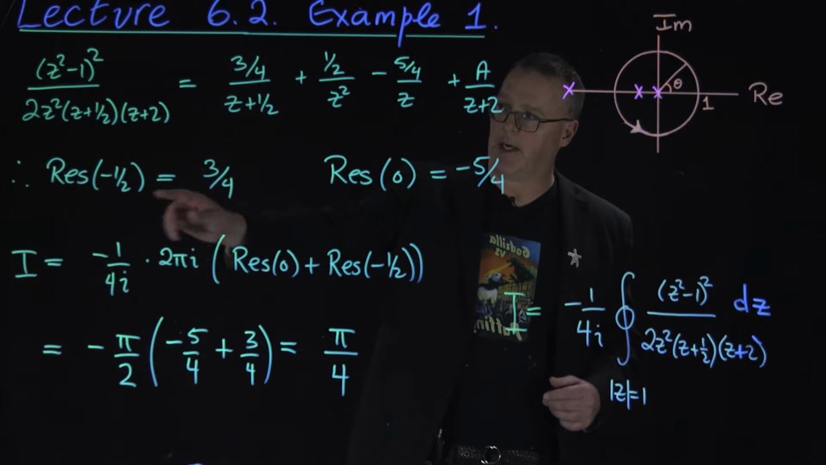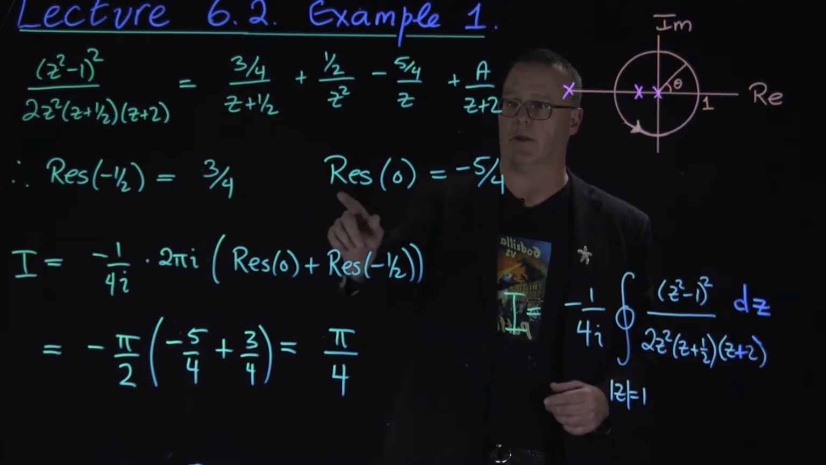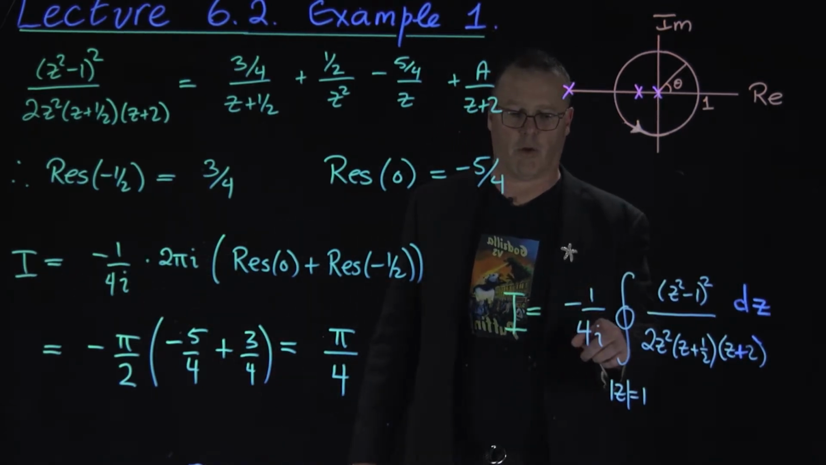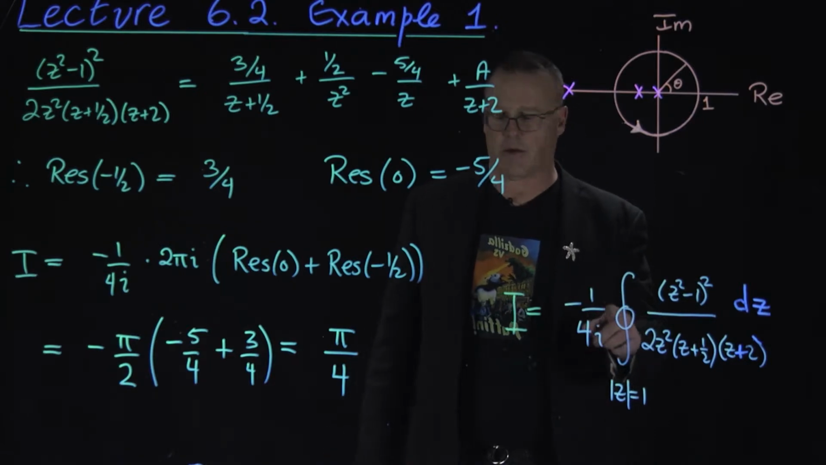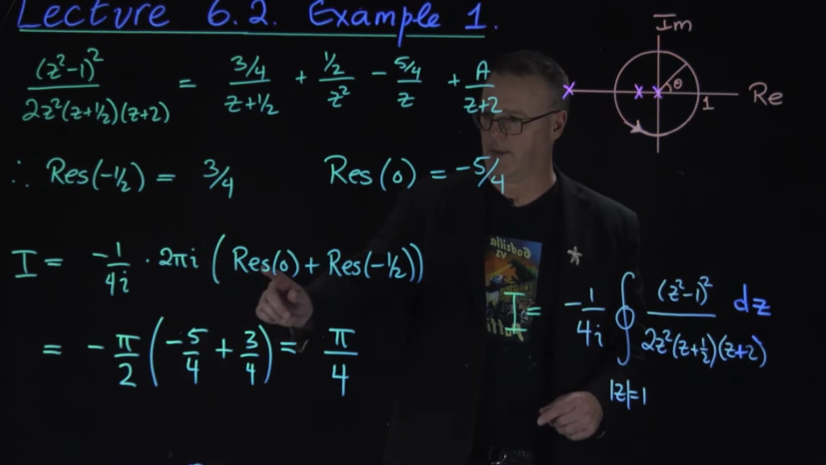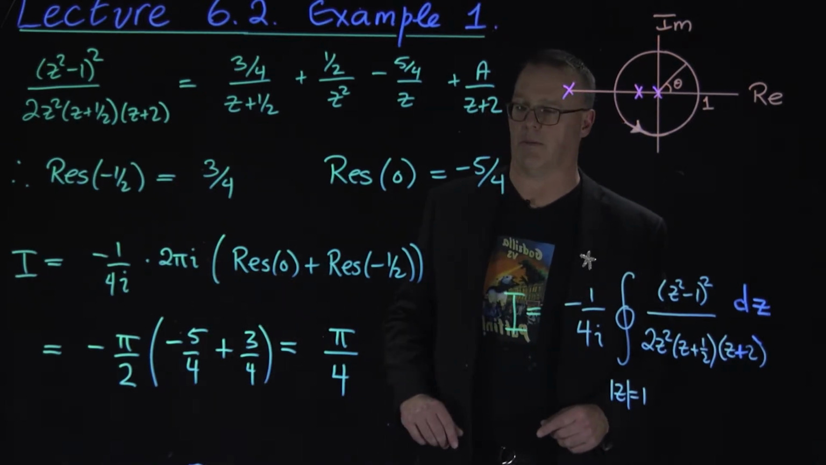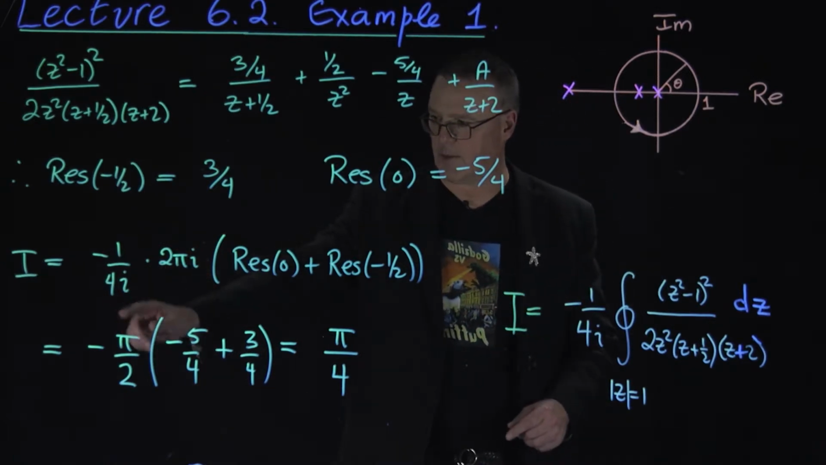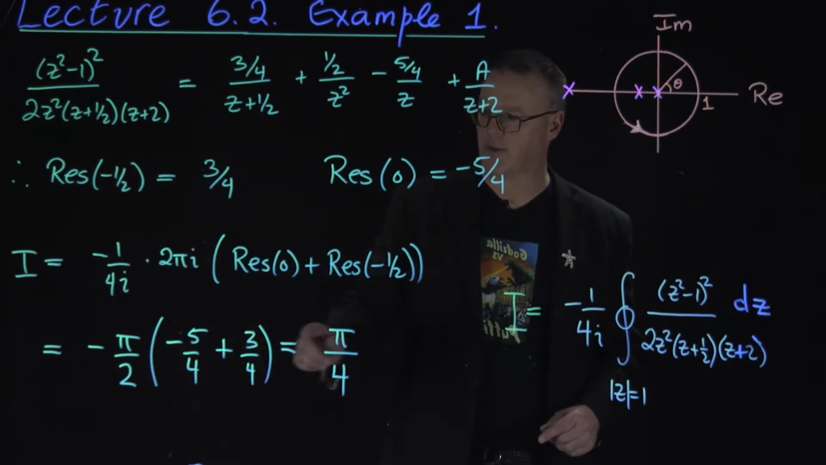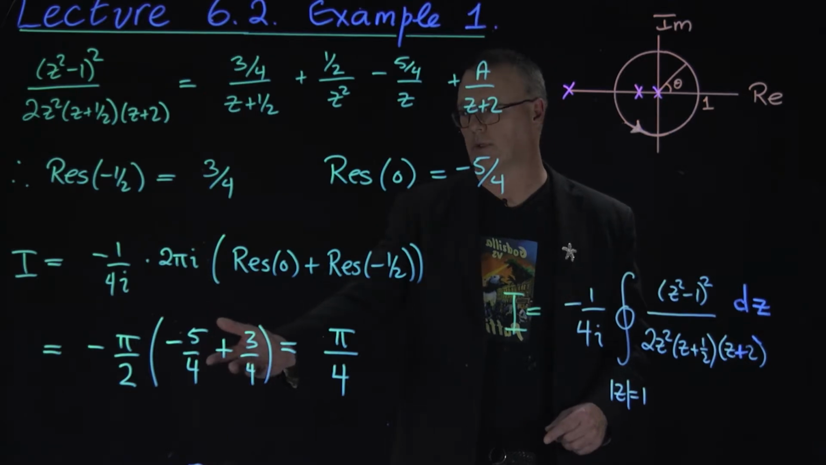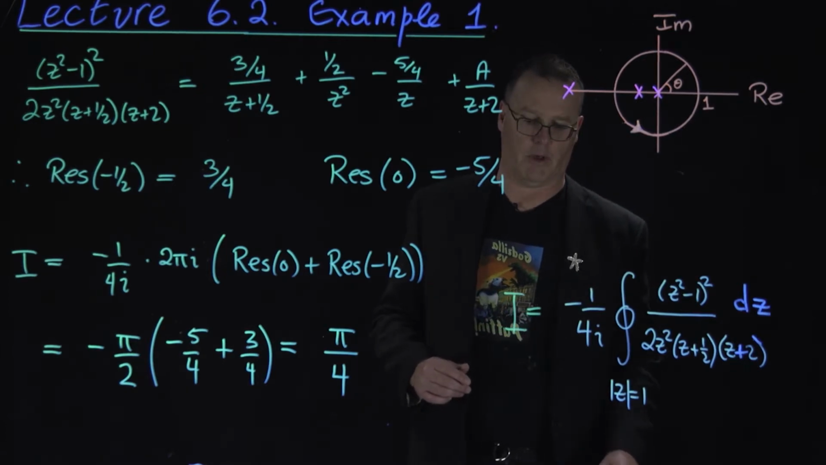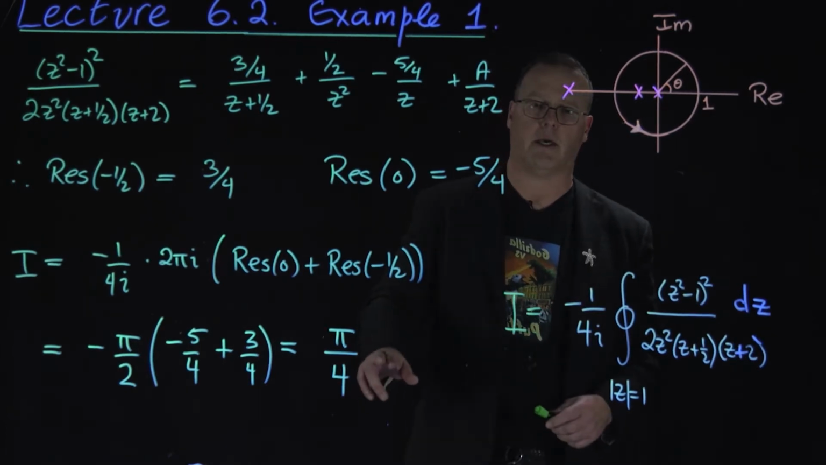So the residue at minus 1/2 is 3/4, that's that guy, and the residue at 0 is minus 5/4. And so the total integral is minus 1 over 4i times this integral, and the integral is going to be 2 pi i times the sum of the residues. So 2 pi i times the residue at 0 plus the residue at minus 1/2. Canceling the 2 and the 4 and canceling the i's, we get minus pi over 2. And then we have minus 5/4 plus 3/4. So that's minus 2 over 4 times minus pi over 2, which gives us plus pi over 4. So this is the correct answer.